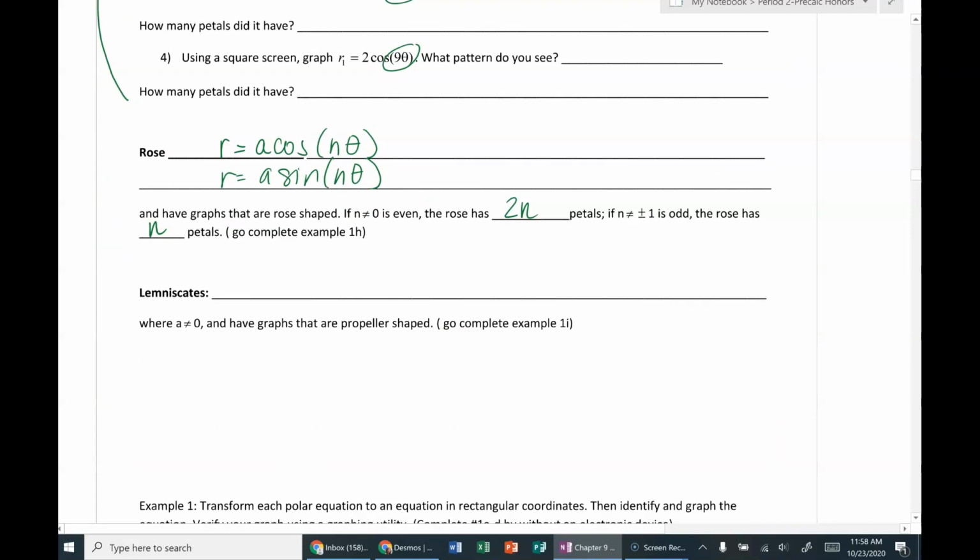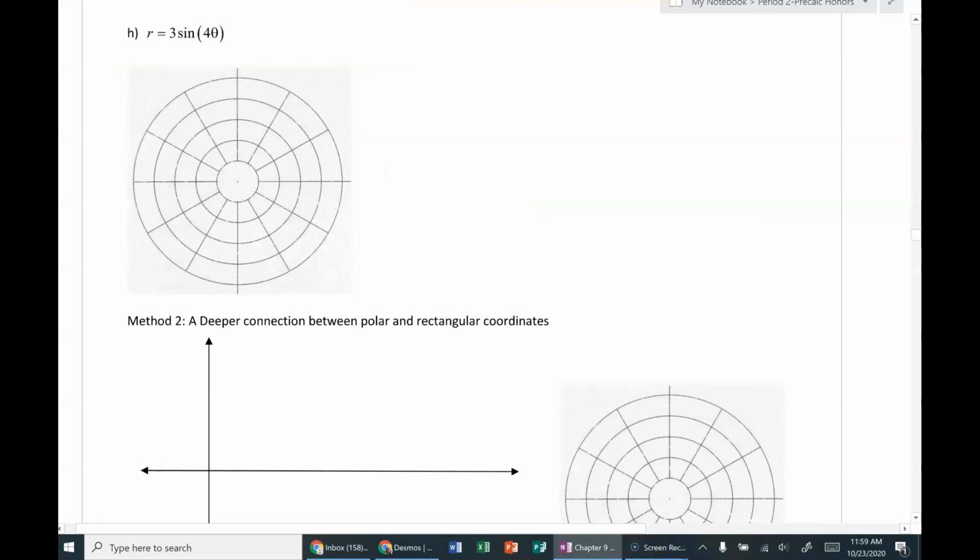Okay, let's go to 1H. So again, we will do the symmetry test by hand. Okay, the first test is your symmetry with respect to the polar axis. We will take out theta and replace theta by negative theta.